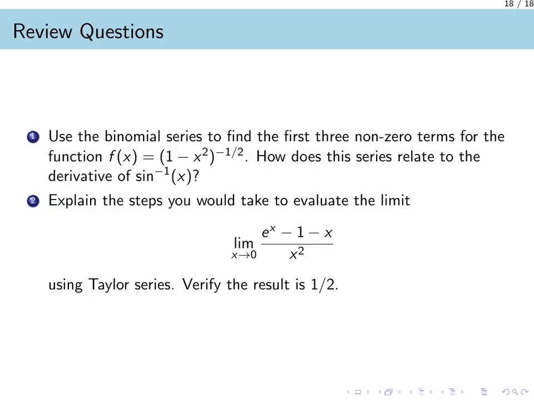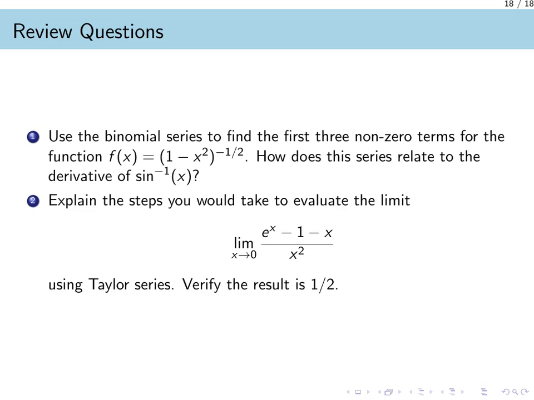To wrap up, here are a couple of review questions to help you solidify your understanding of how to apply these series. The first question asks you to use the general binomial series formula to find the first few terms for the function f of x equals the quantity 1 minus x squared, all raised to the power of negative 1/2. It then asks you to consider how this series relates to the derivative of the inverse sine of x. This is a great exercise for connecting a general tool to a specific, important function.